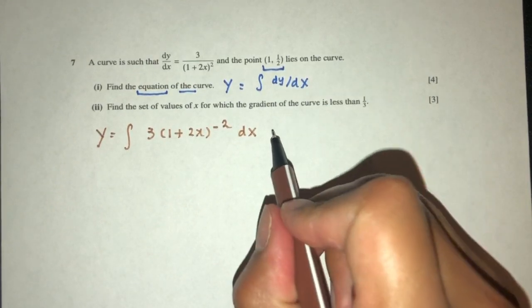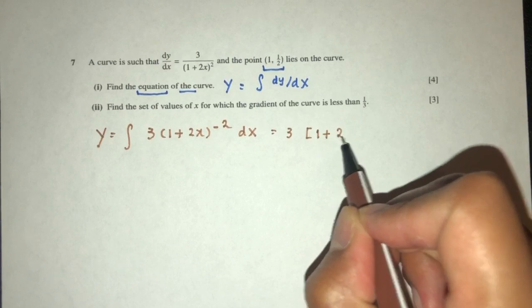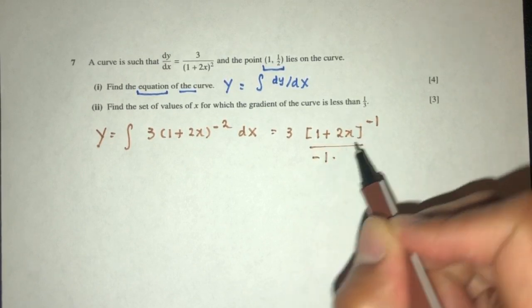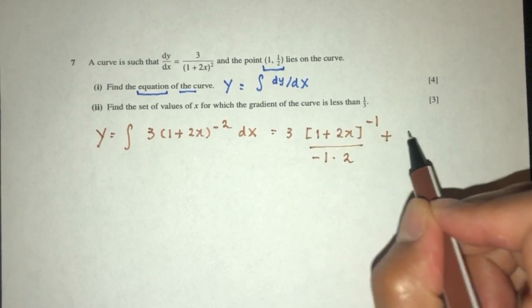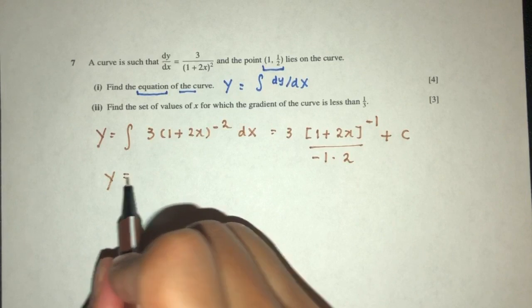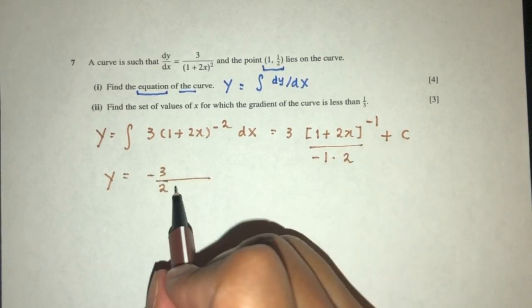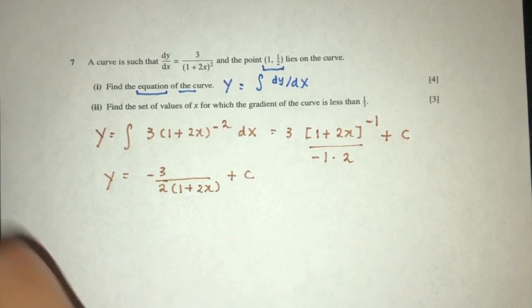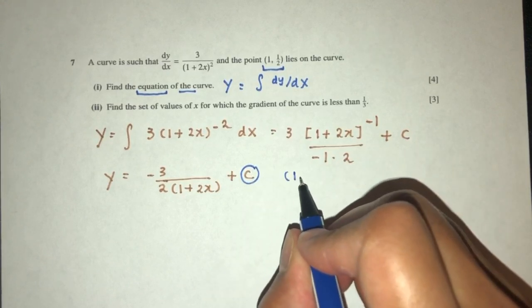Now this will give you what? 3 can remain outside. Now we can increase the power by 1, that should be minus 1, divide by the power, then divide by d by dx of the value inside, that should be 2. And then plus c obviously. So y will be minus 3 over 2. We can bring this down, that should be 1 plus 2x plus c. Now we have to find the value of c. Now we have the passing point of 1 and 0.5.